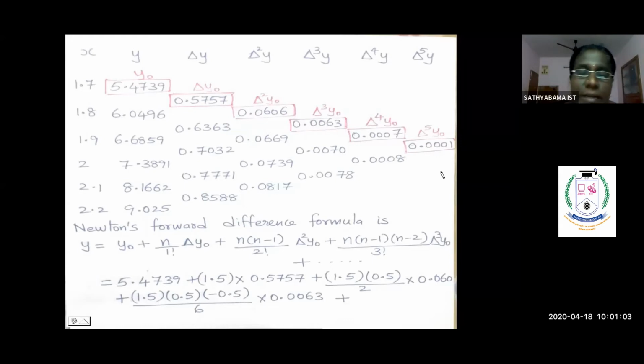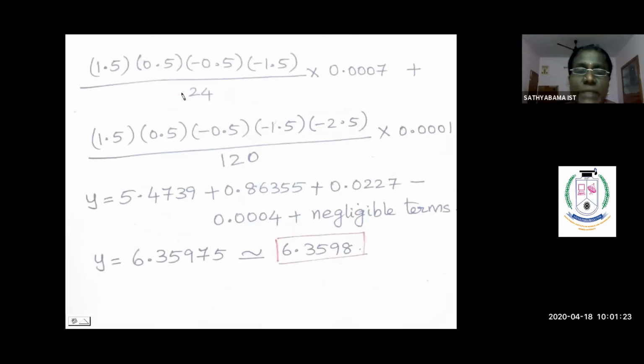And according to Newton's forward formula, I am replacing all the values from the forward difference table. I'm replacing all entries here, including n minus 1, n into n minus 1 into n minus 2 by 3 factorial into del cube, etc. It goes on. So I have entered the remaining 2 terms here, simplified.